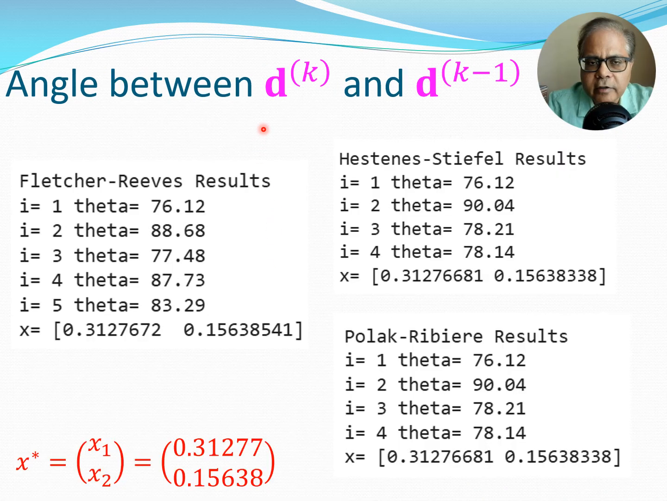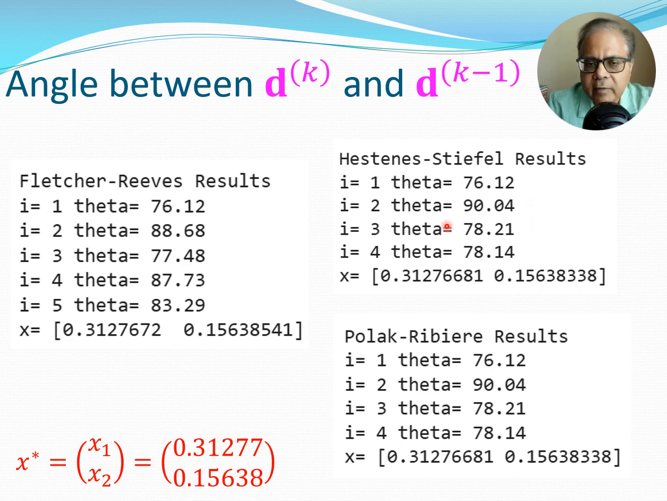Now we look at the theta values between dk and dk minus 1 for the three classical conjugate gradient methods. These are Fletcher-Reeves, Hestenes-Stiefel, and the Polak-Ribiere method. And of course, the convergence here is very fast, but the more important thing to realize is that the angle which you are seeing is less than 90 here. So this is something which is very interesting. And for these two methods, you can see in one case theta becomes 90, which means that it is reverting back to the steepest descent method for that particular problem.